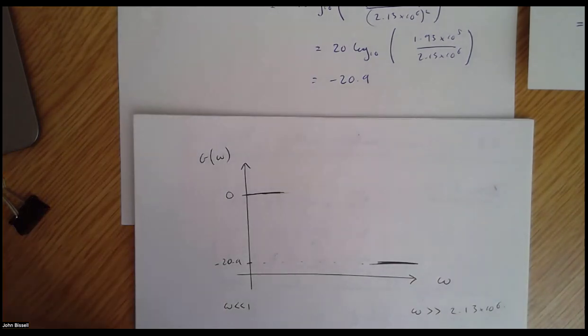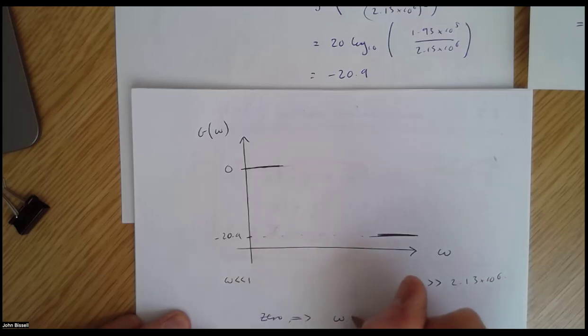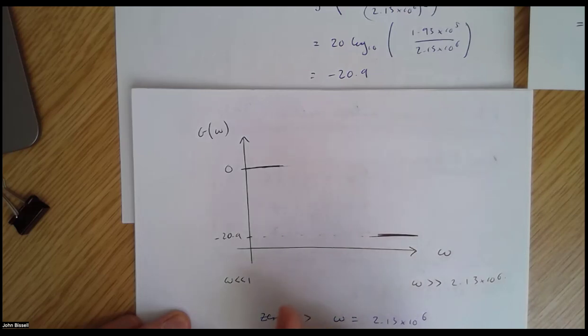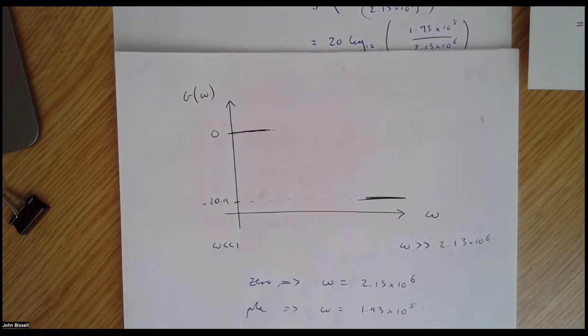Let's remind ourselves of what the frequencies were for the pole and the zero. For the zero, omega was 2.13 times 10 to the 6. And for the pole, omega is 1.93 times 10 to the 5. Okay? And we know that's roughly where the key things are happening.